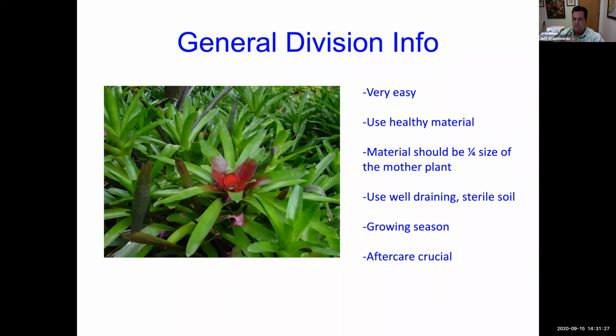When you do division, you're going to have the mother plant, and you're going to have usually what are called pups or babies. When they're about a quarter size of the mother, that's when you can divide them, not when they're smaller. So here we're looking at a classic thing that we do division with, which is bromeliads. You see all these bromeliads, almost all of them are the same exact cultivar. So if we take one of them and we cut it away from the parent, it's going to grow, and we're going to have a clone of the parent.